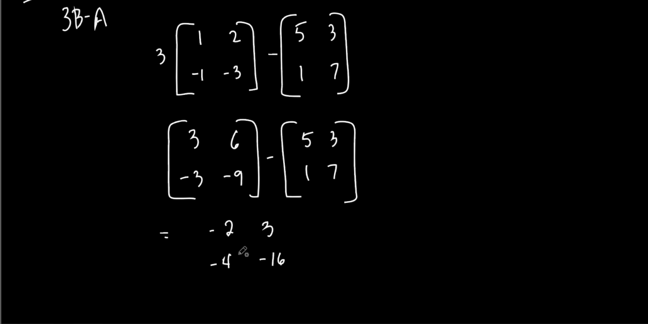Did I say 5? When did I say 5? I said -3 minus 1 is 5? No, you said negative 5 minus 7. Oh, is that what I said? Oh, my bad. Did I do that right? Yeah, 3 minus 5, 6 minus 3, -3 minus 1, and -9 minus 7. Yeah, I did that right. So, should be good. Thanks. I'm so proud of myself.